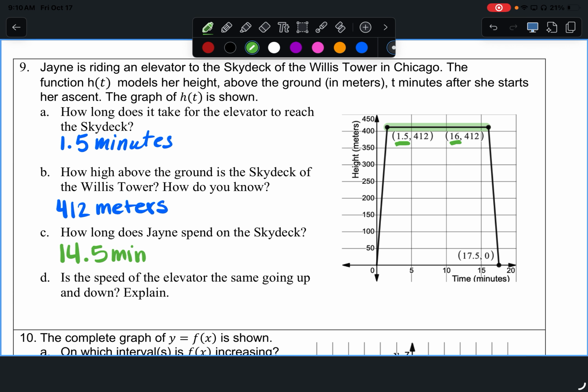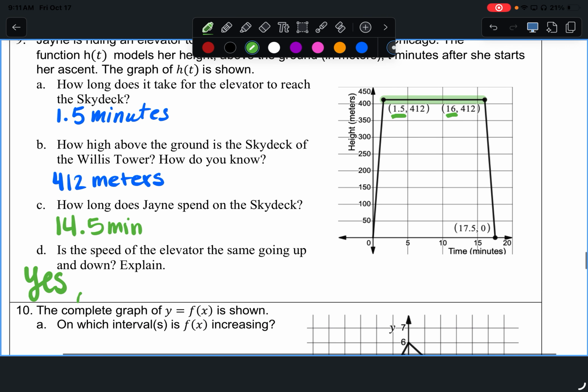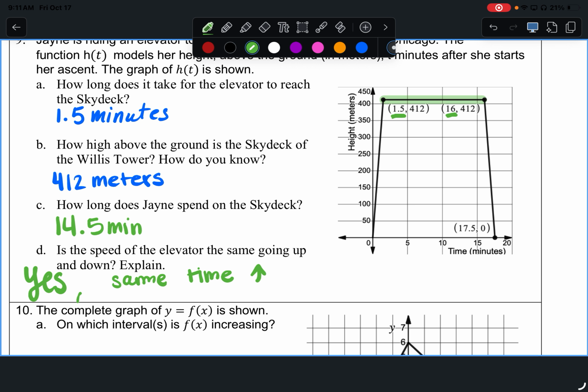Okay, is the speed of the elevator the same going up as it is going down? Yeah. How do you know that? How long does it take the elevator to go up? 1.5 minutes. How long does it take the elevator to go down? 1.5 minutes. It's the same, okay? And we can see our slopes are the same as well. So it's the same time up as it is down.